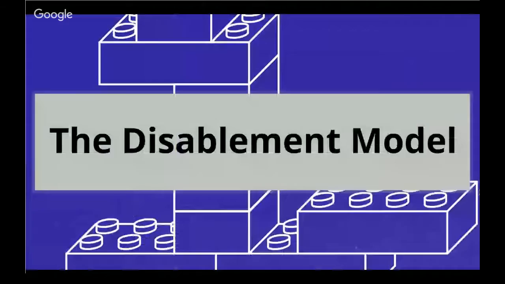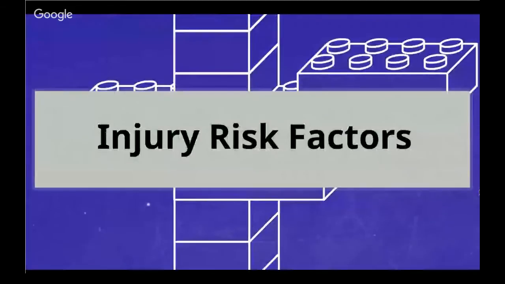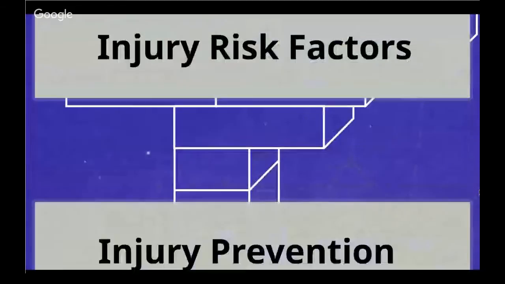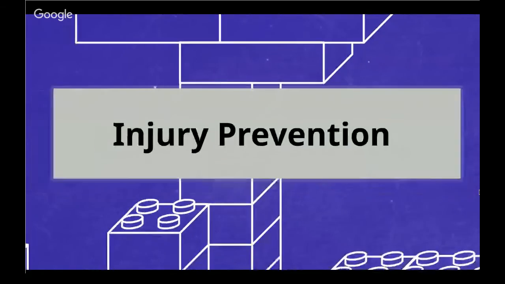So first we're going to talk about the disablement model and what it is. We're going to discuss a little bit of injury risk factors and then move on to injury prevention. And we're going to relate it all back to health-related quality of life and how these three all work together in order to maximize patient care.